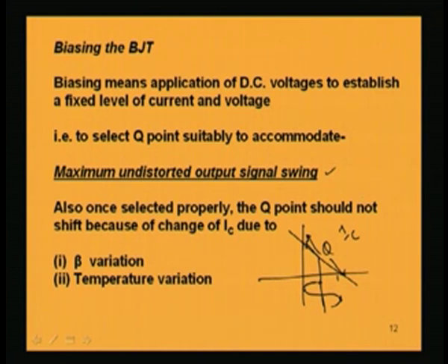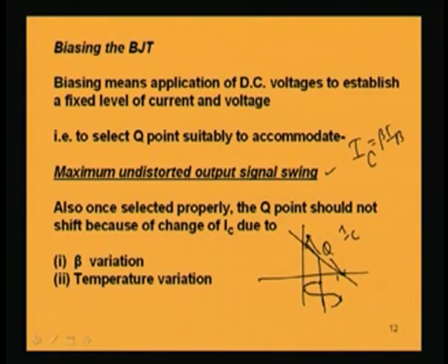So, when your transistor is changed, it may have a different beta value. If beta value changes, then definitely IC will change. IC is equal to beta times IB. Even if you are keeping IB the same, you are not changing IB, but still IC is getting changed because of the change of beta value. Another factor which affects the change of IC is temperature.